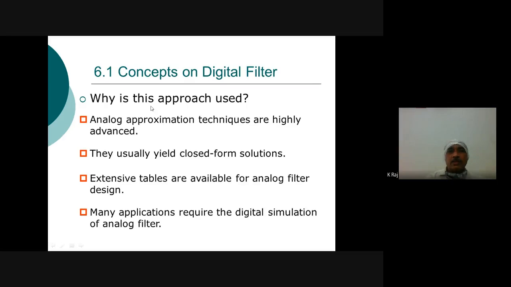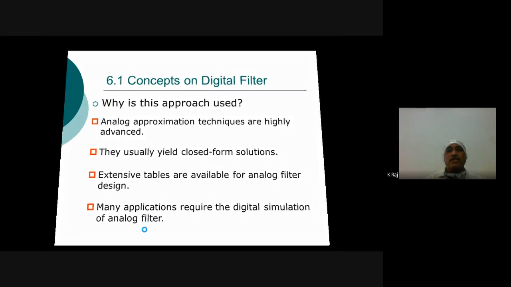What are these? Here the advantages of the approach are the considerable points. The analog approximation techniques are highly advanced. They usually yield closed form solutions. Extensive tables are available for analog filter design, and many applications require the digital simulation of the analog filter.